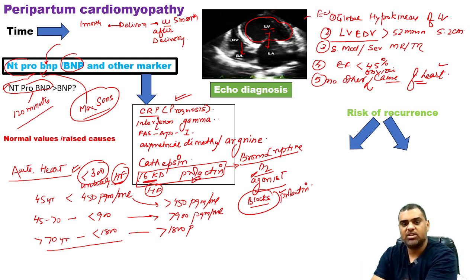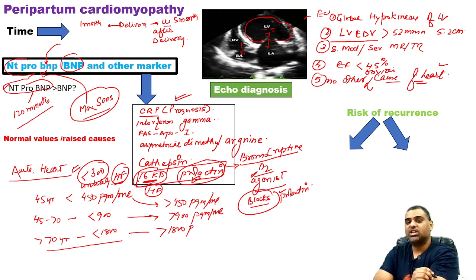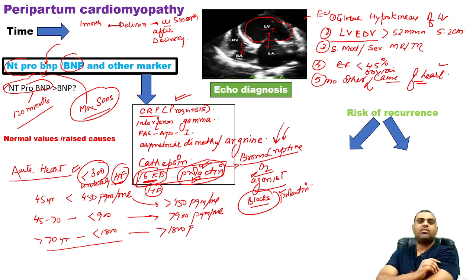You can search on Google and read about it if you have time. 16 kd prolactin is involved in peripartum cardiomyopathy. Also remember, that's why prolactin is involved. If they ask you which hormone is involved in peripartum cardiomyopathy, it is prolactin, specifically 16 kd prolactin, and bromocriptine is used in the treatment of peripartum cardiomyopathy.